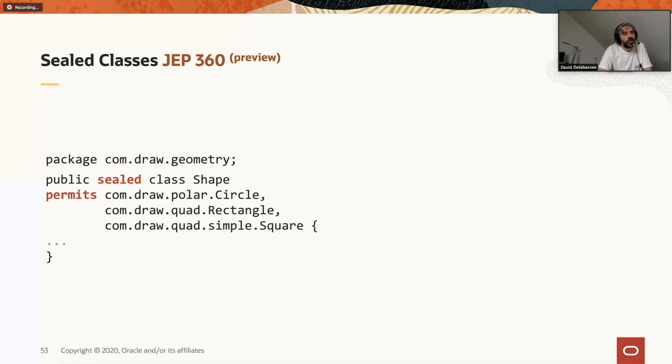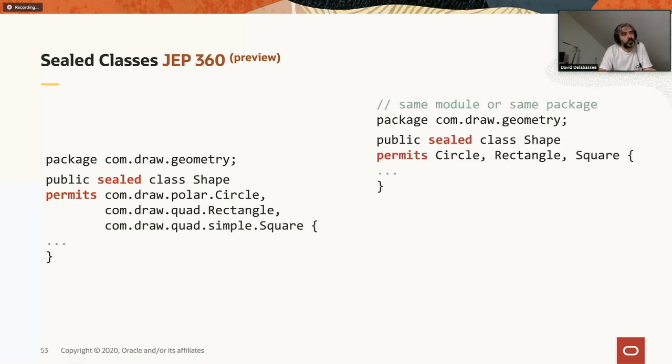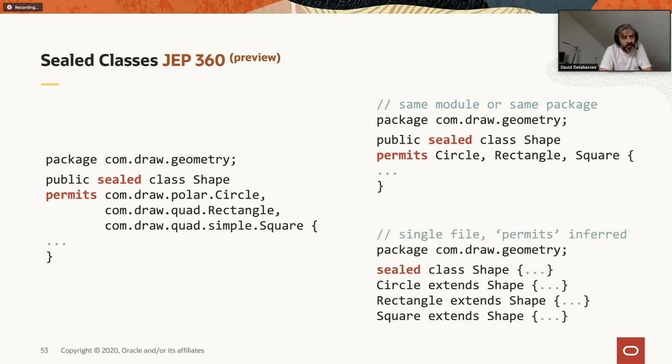And then there are a few variations, like the fact that if you are within the same package or the same module, you can just use the class name. You don't have to use the full package name. If you have nested classes, so all the classes within a single source file, you just seal the superclass, and by default, all the classes that are present in the same source file will be permitted to extend that superclass. So that's basically how it works.